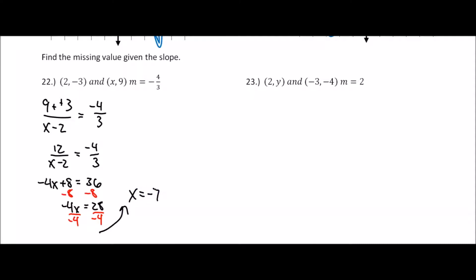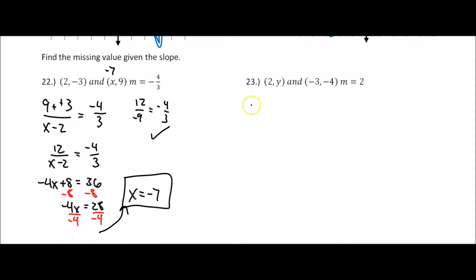All right, and really easy to check. You can plug that negative 7 back in up here, and then check your slope. Do your slope formula again, or do change in y over change in x. When you do that, this one is going to give me a 12 over a negative 9, which does reduce to a negative 4 over 3. So that's my quick check for this. It's just finding the slope with that point plugged in.